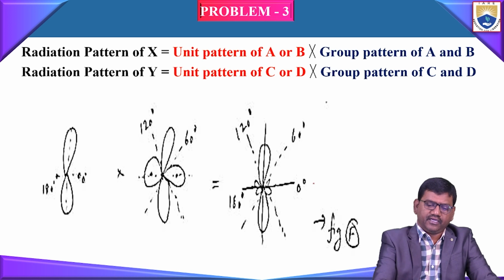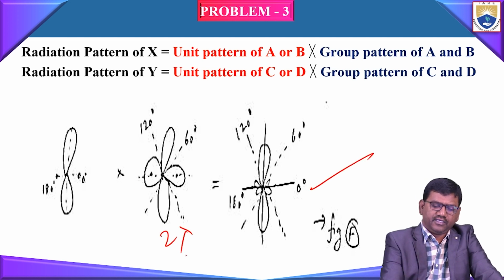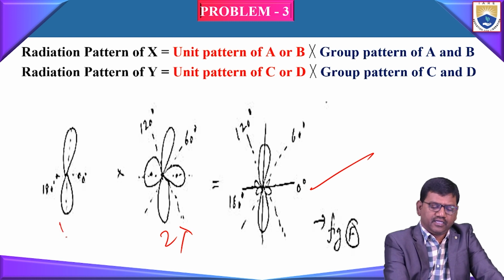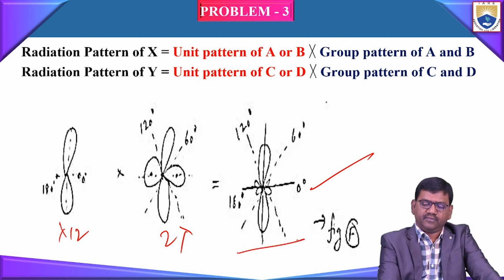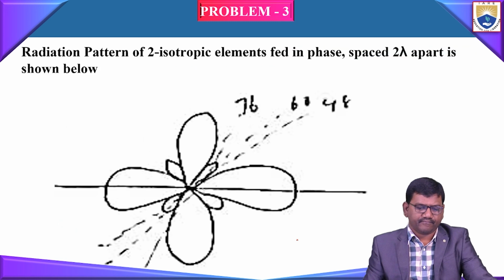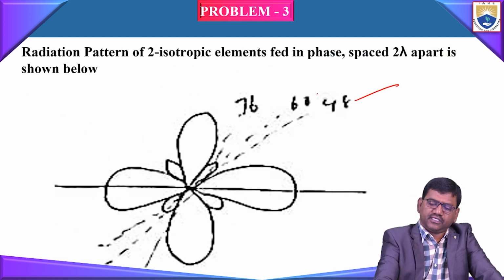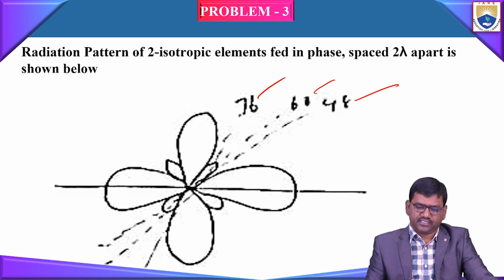So this is the radiation pattern of 2 lambda here. And this is the separation of individual elements of lambda by 2 here. So we multiply these two, and you will get this radiation pattern. For the 2 lambda radiation pattern, these are the nulls here: 48, 60 and 76.